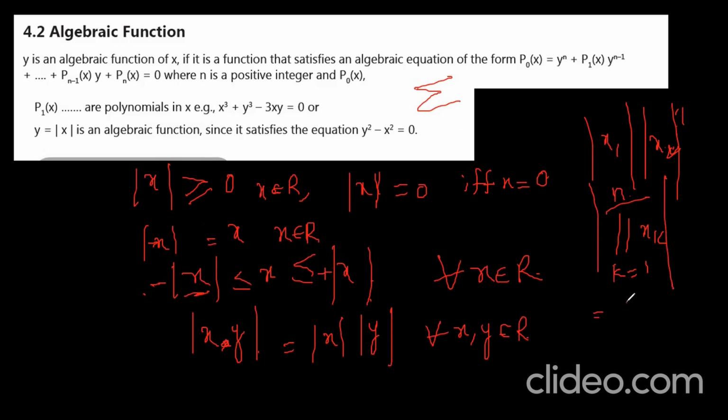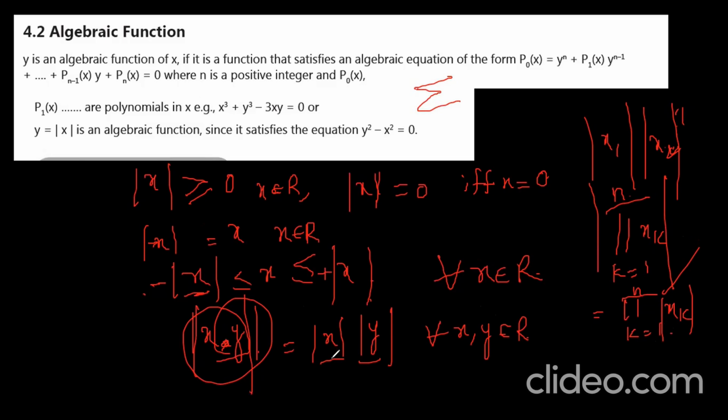This value is going to be the product, pi, k equal to 1 to n, of mod x_k. Like this we can write. The modulus of the product of a finite number of real numbers is equal to the product of their moduli. Product of the modulus is equal to the product of each of their moduli. Got it? So this is about modulus.